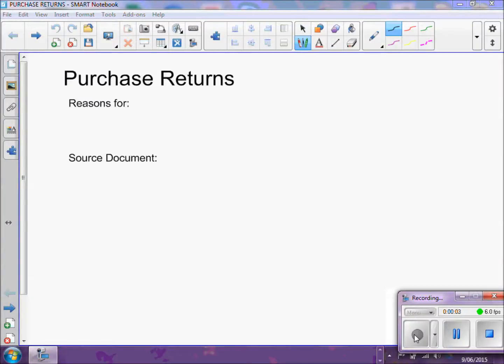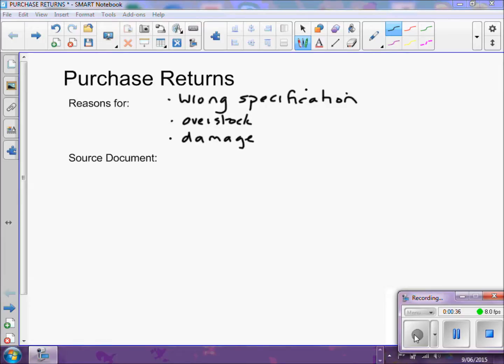Okay, purchase returns. First of all, you have to know the four main reasons for purchase returns. What's the most common one that I say? Wrong specification. Good. What's another reason that there's purchase returns? Overstock, damage, faulty, any of those sorts of things.